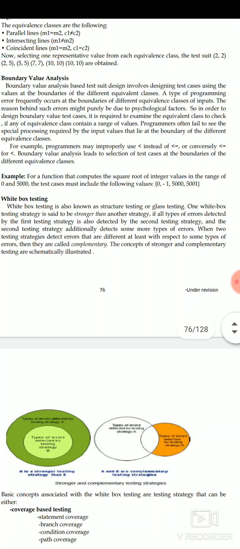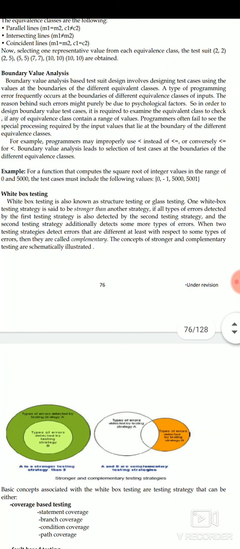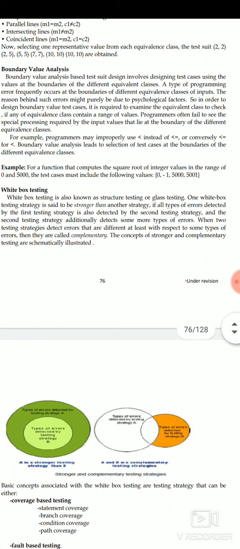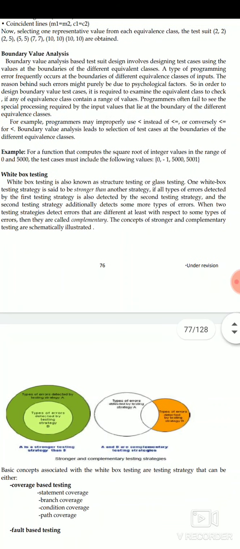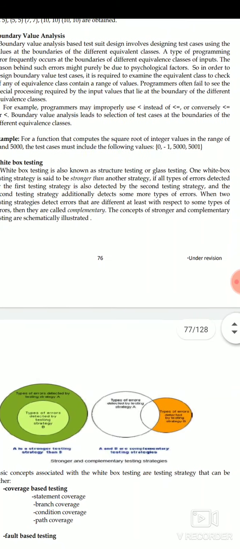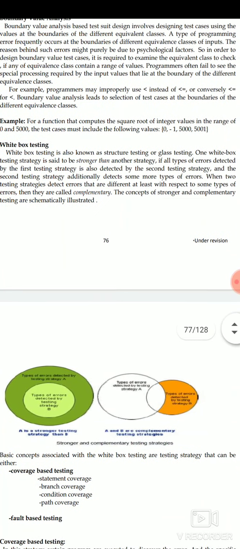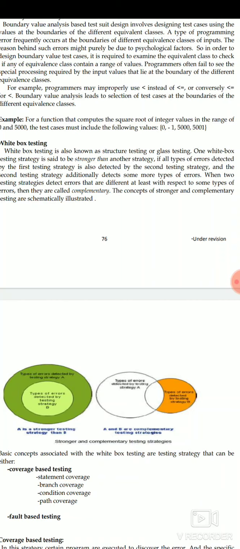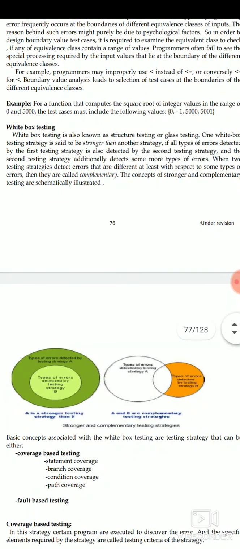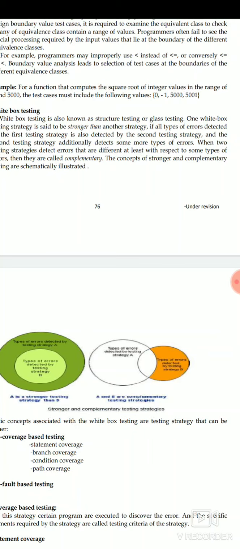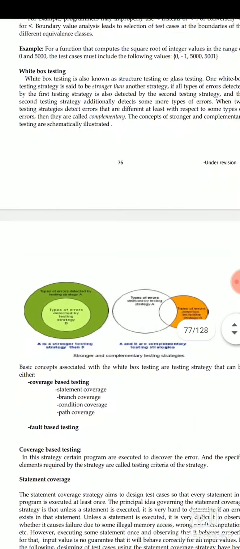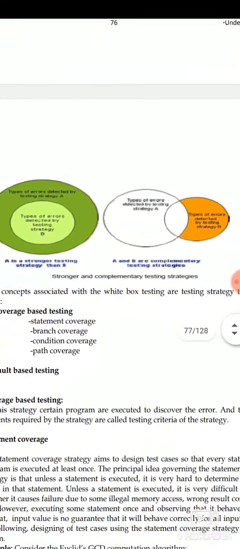Now, one white box testing strategy is said to be stronger than another if all the types of errors detected by the second strategy are also detected by the first, plus in addition it is able to find other types of errors. When two testing strategies detect errors that are different with respect to some type of error, then the testing techniques are called complementary techniques. This is schematically represented over here.